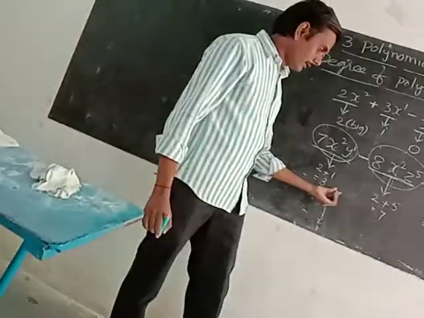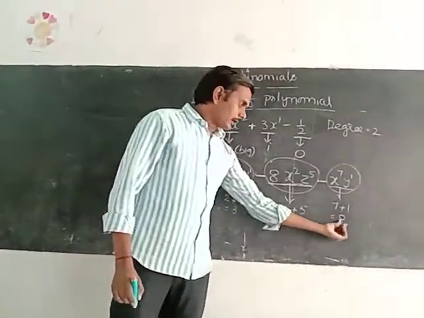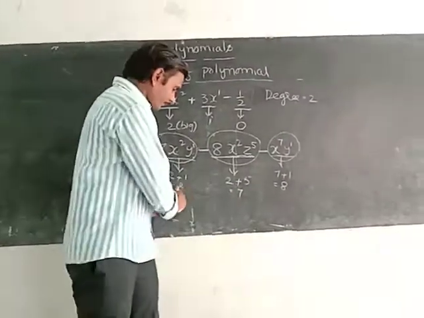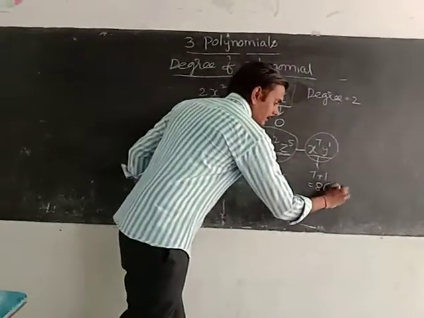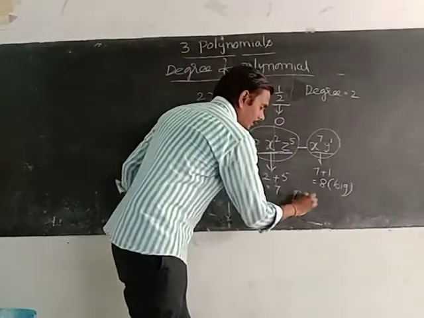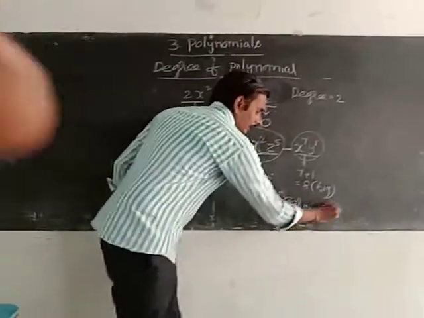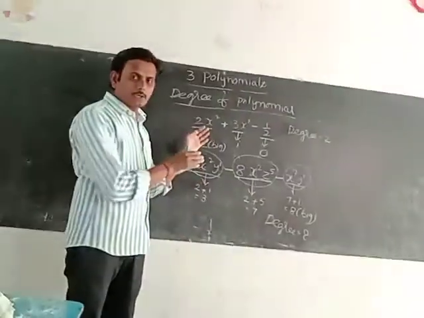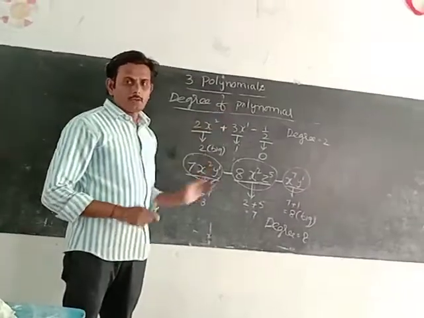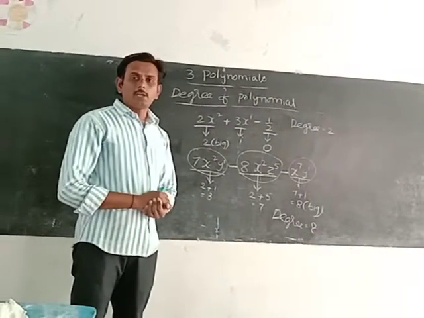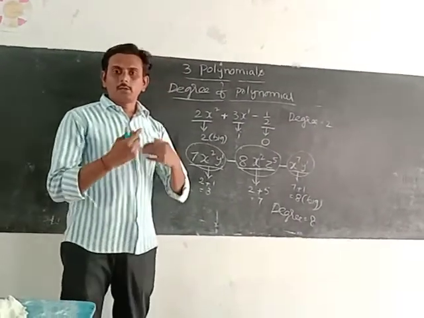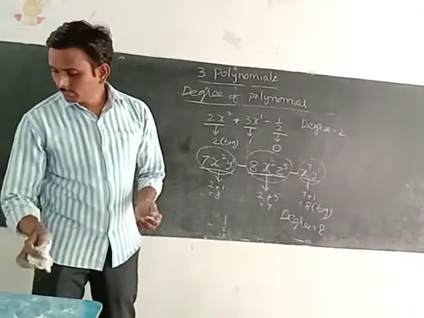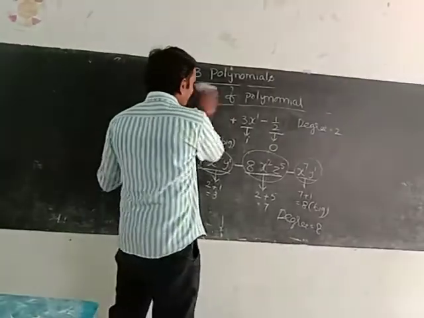Now I want to identify 3 numbers here. First term degree 3, second term degree 7, third term degree is 8. In these 3 values, which is the biggest? 8 is big. So degree equals 8. I think all of you have got an idea about how we can calculate the degree of the polynomial. According to the degree of the polynomial, we can name the polynomial.